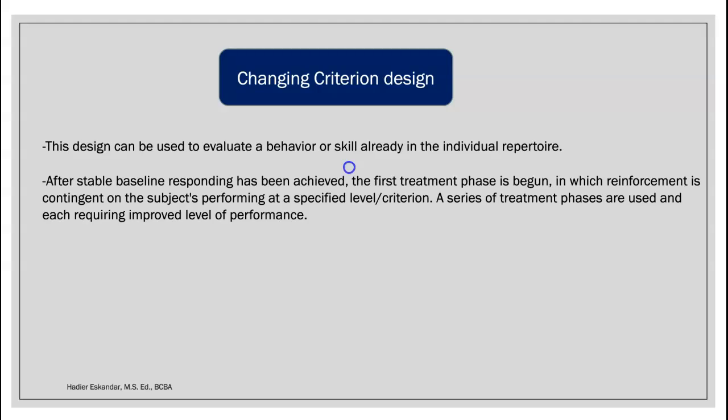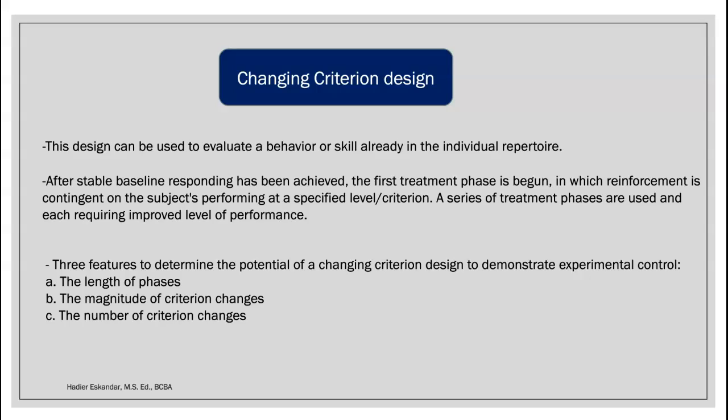There are 3 features to determine the potential of a changing criterion design to demonstrate experimental control: the length of phases, the magnitude of criterion changes, and the number of criterion changes.